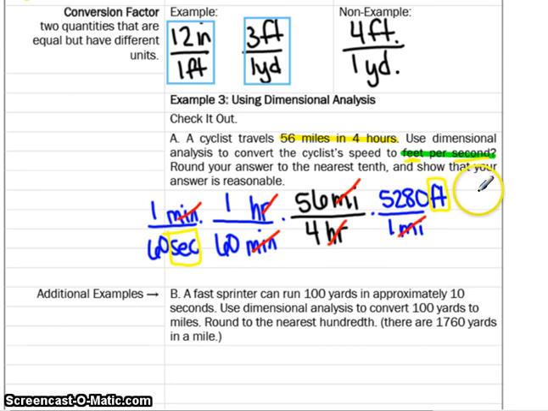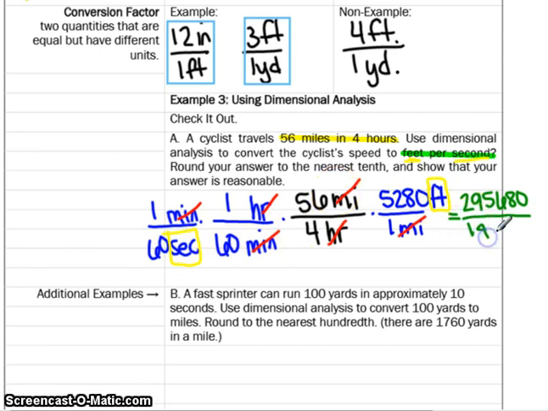Now I have this series of fractions that are being multiplied. So if you remember correctly, when you are multiplying fractions, you just multiply all of your numerators together. So I'm doing 1 times 56 times 5,280. I'm going to go ahead and multiply that out. And I'm getting 295,680 feet over. And then I'm multiplying all of my denominators.